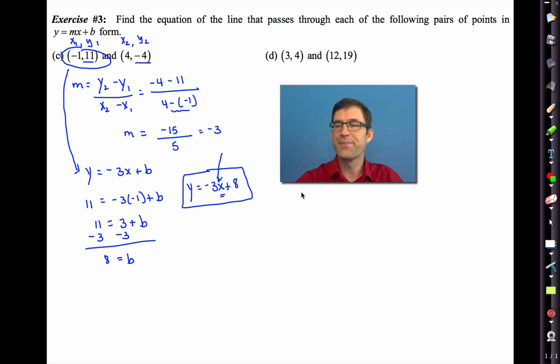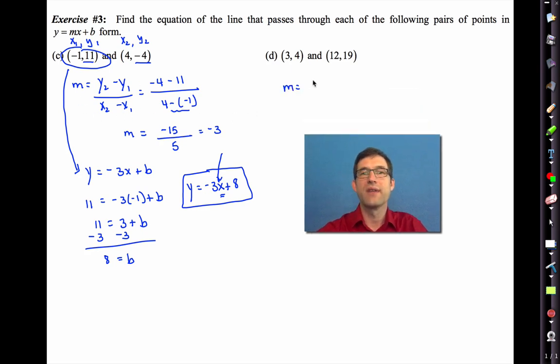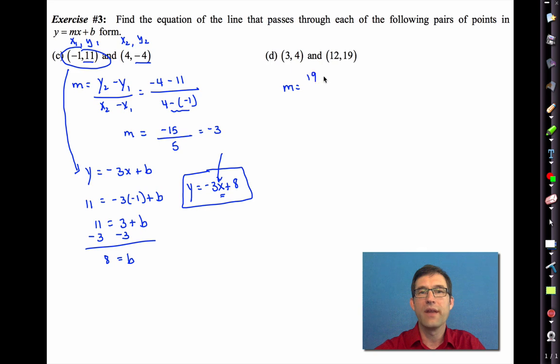All right, let's do it. I'm going to see if I can write this down without having to write all the y2, y1s down. All right, 19 minus 4, right? 19 minus 4 divided by 12 minus 3. All right, 19 minus 4 is 15. 12 minus 3 is 9.